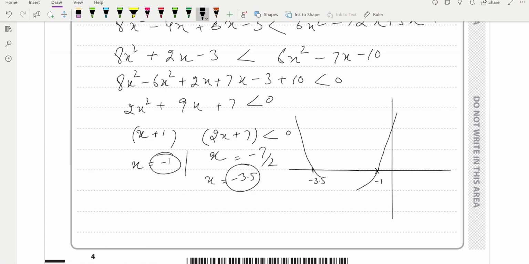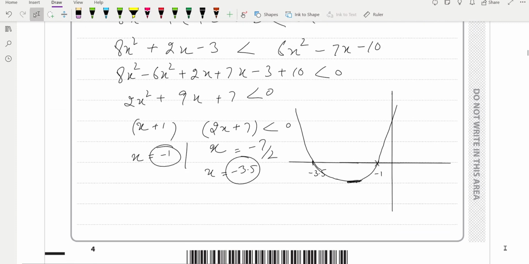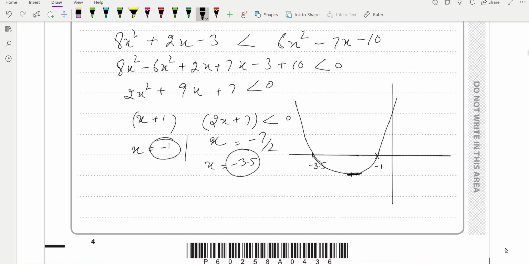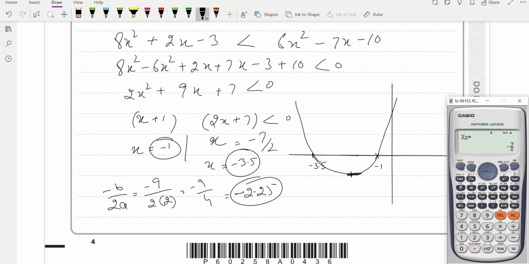This will be a symmetric graph, and roughly we can draw it like this. If we want, we can find this minimum point also by minus b over 2a. From the quadratic equation, the b value is 9 and a value is 2, so it will be minus 9 by 4, which is equal to minus 2.25. Basically we can check with the calculator also.